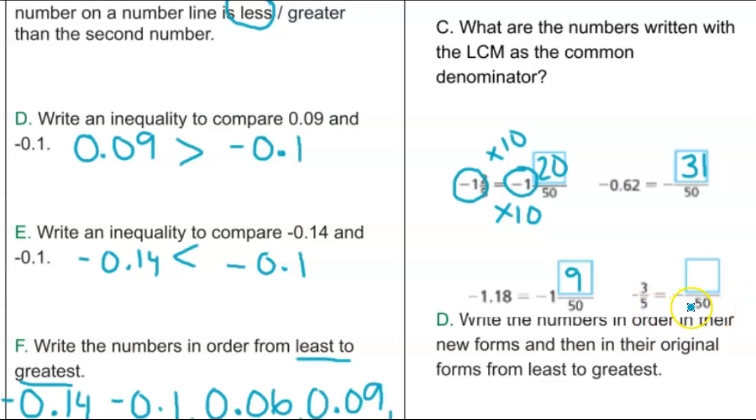Then we have to do this last one because we have to get the same common denominator. 5 times 10 is 50. I multiply by 10 on the bottom, so I have to multiply by 10 on top. 3 times 10 is 30.